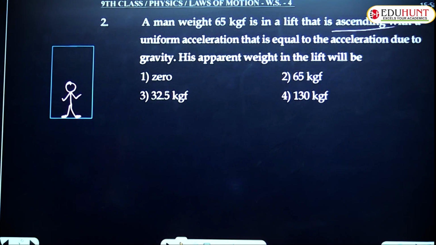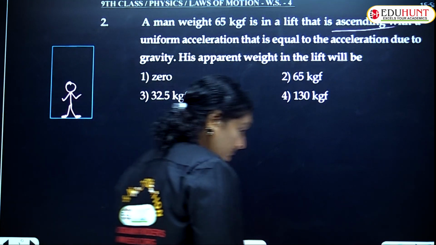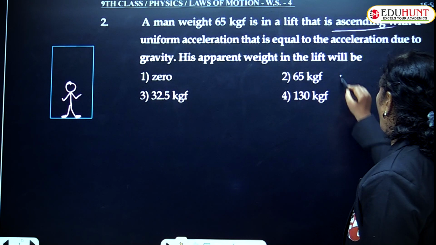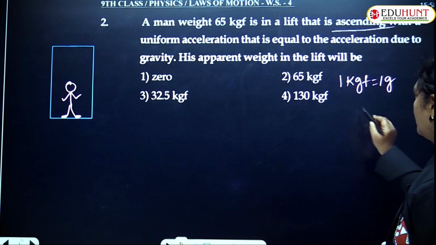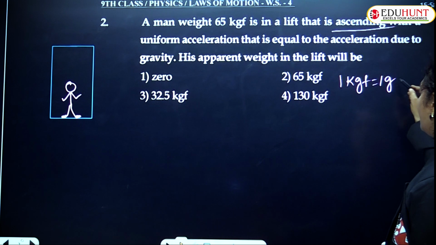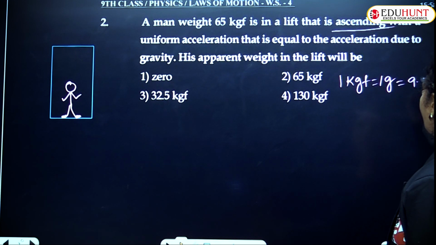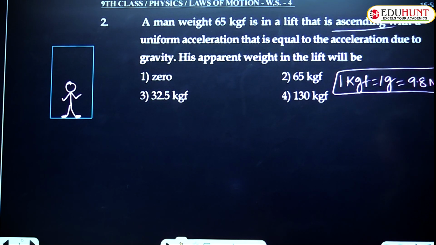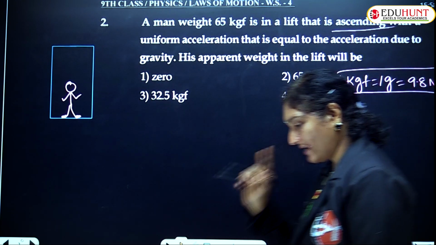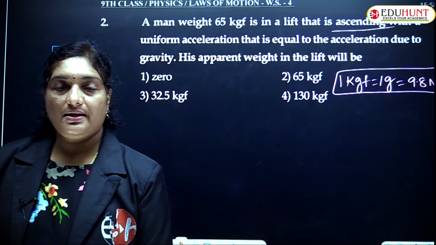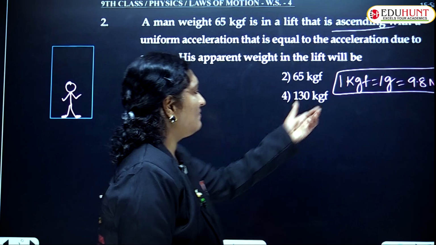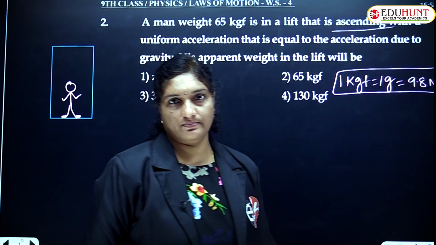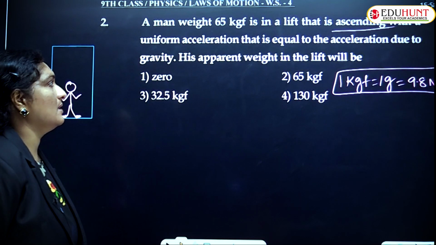Children, what is kg force? This you need to understand. Always remember that 1 kg force is nothing but 1 g. 1 kg force means 1 g. Its value is 1 into 9.8, or 9.8 newtons. Remember this always. So the meaning of 1 kg force is 1 g, or it can be written as 1 into 9.8, which is equal to 9.8 newtons. Suppose you are given 5 kg force, it means 5 into g, 5 into 9.8. Please keep it in mind.